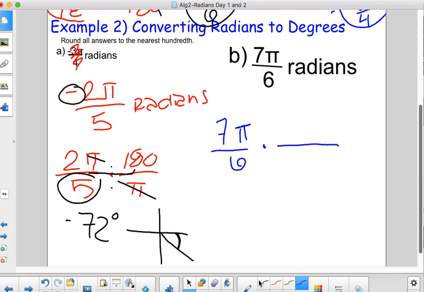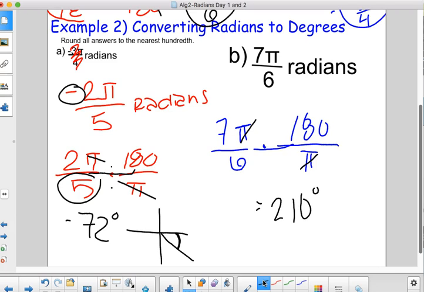It's always going to be pi and 180 you use for converting. Whatever form you want to end with goes on top. So if we want to end in degrees, which one goes on top? 180. I think these ones are easier because what do the pi's do? Yeah. So 7 times 180 divided by 6 is 210.